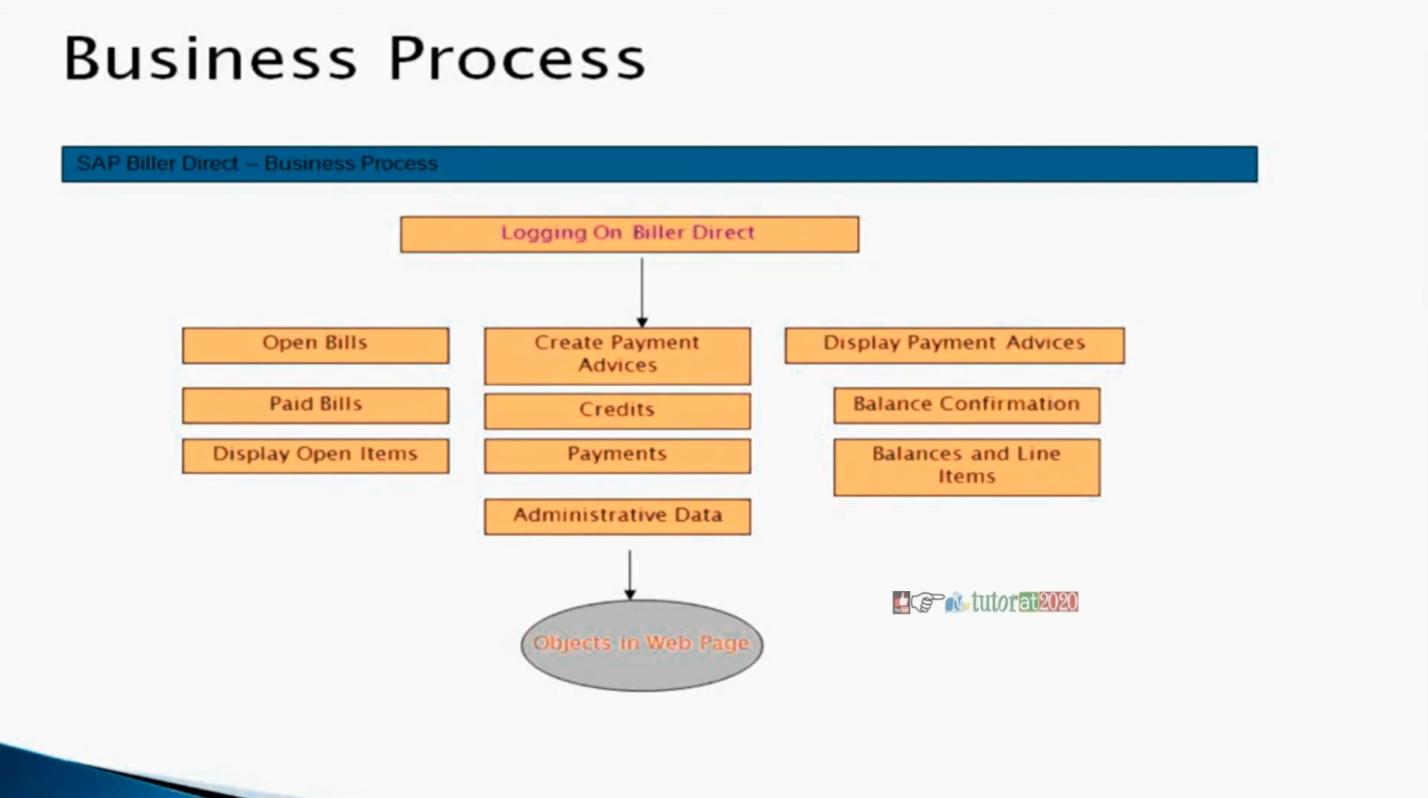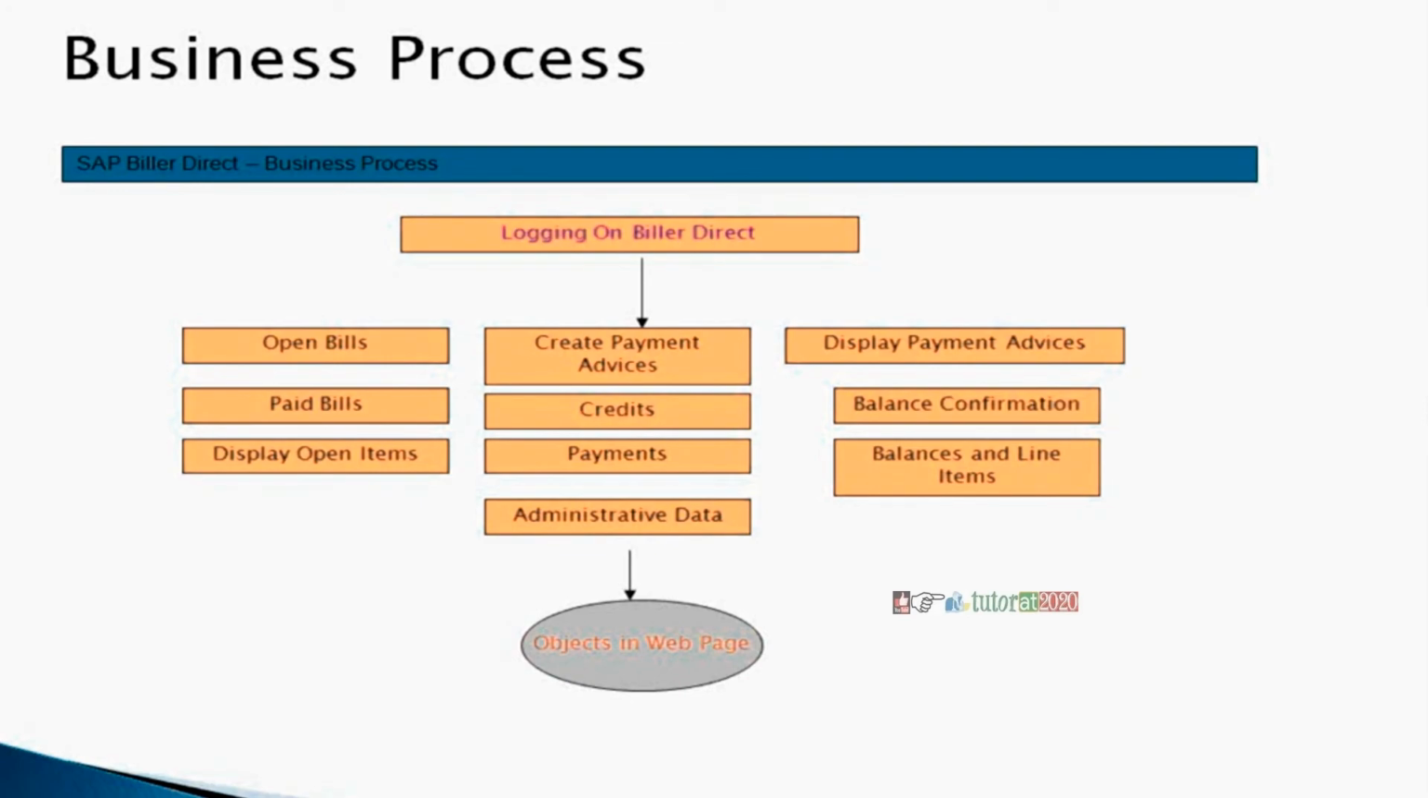On the other side, they can see the open bills, paid bills, display open items, and you can also display payment advices, that is, the previous payment advice. You can also have a balance confirmation, balance and line items. Again, as I said, it is not a hard and fast rule. It is some technical value as well as the function modules that are available in SAP. Your ABAPers will be able to pull the data. When you say that you exclude it, he will exclude it. If you want to include, he will include it. All that he does is just pass the information.